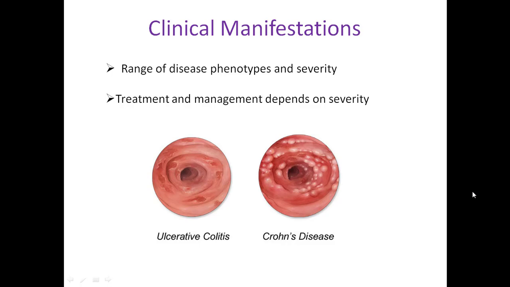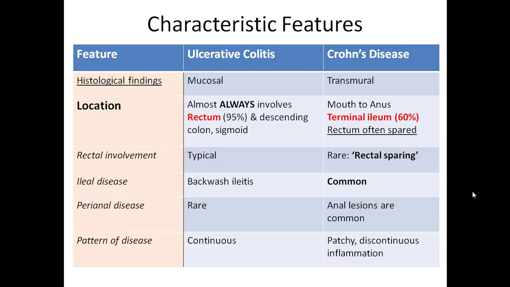Let's talk about the clinical manifestations of both UC and Crohn's. Although they share manifestations, they are distinct pathophysiological entities. There's a very vast range of disease phenotypes and severities that can present, and these have direct implications on treatment and management of these diseases. This is a table showing the characteristic features of both, and I want to point out the key differences now.